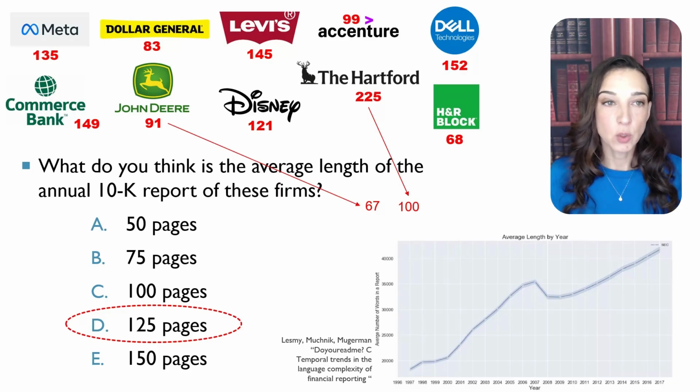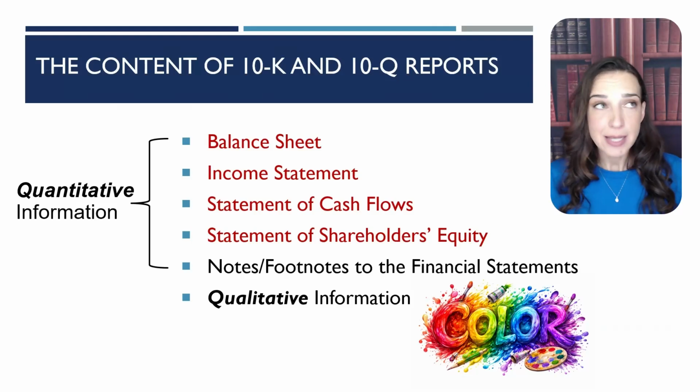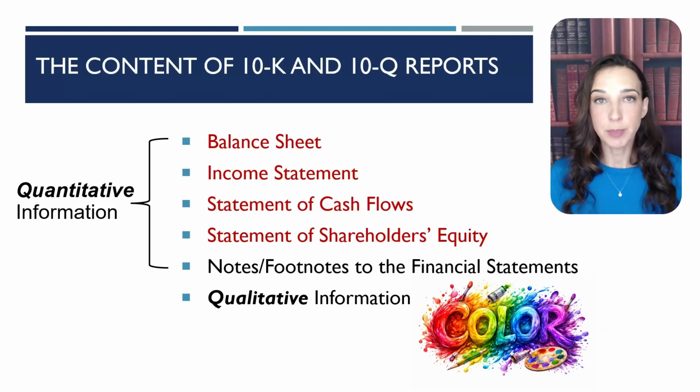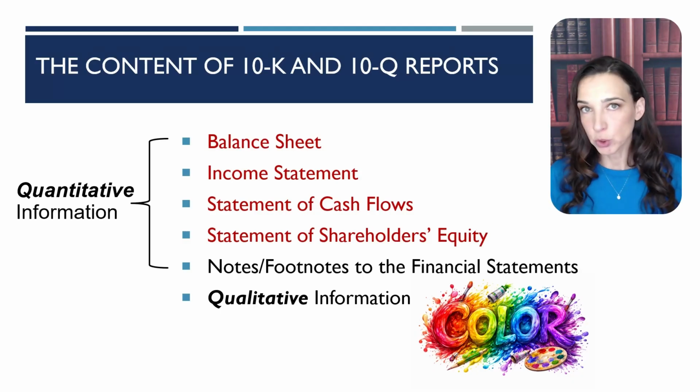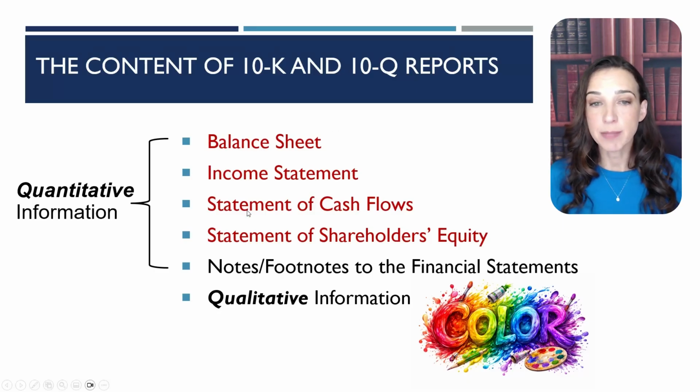Okay. What exactly do we find in the 10K and 10Q reports? Now, if I ask people what financial information is, if they've had any exposure to accounting or to financial reporting, they're going to say, oh, it's the financial statements, right? It's the balance sheet and the income statement. And it is true. You have 4 very important financial statements. You have the balance sheet, the income statement, statement of cash flows, and statement of shareholders' equity.